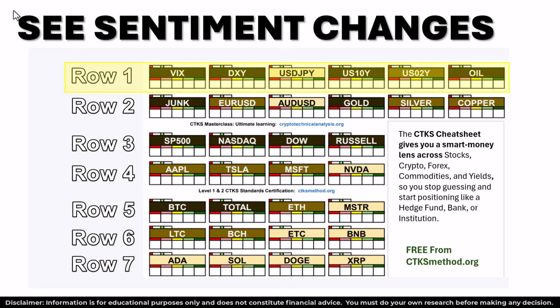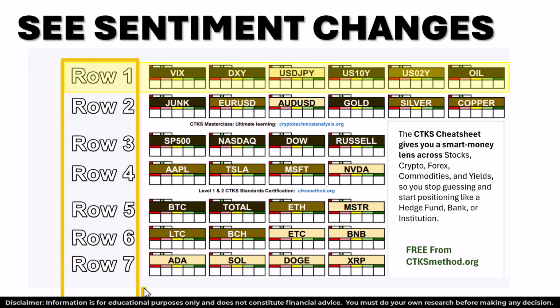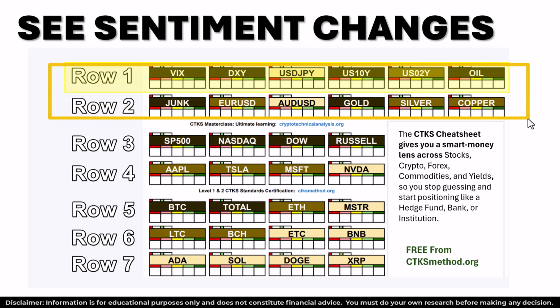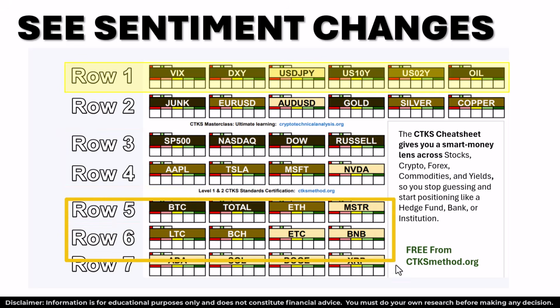Now, when we look for sentiment changes across markets, we use the cheat sheet. Row 1 and Row 2 are about risk-on or risk-off activity. Row 3 and 4 are the stock market. Rows 5, 6 and 7 are the crypto market.